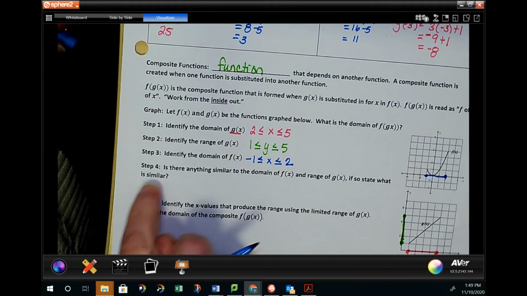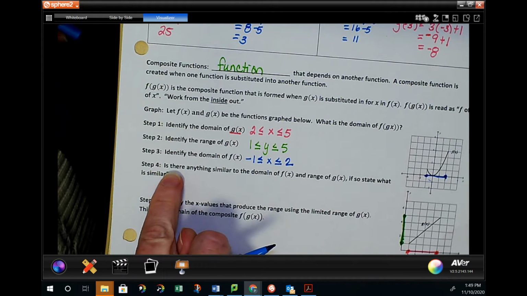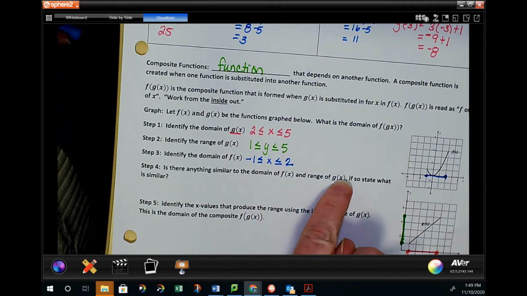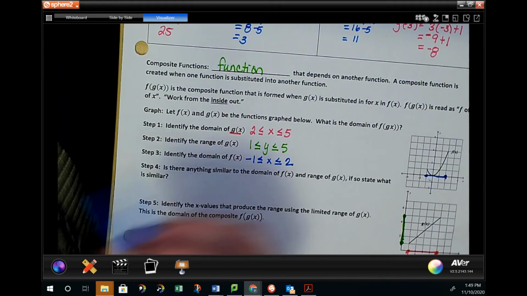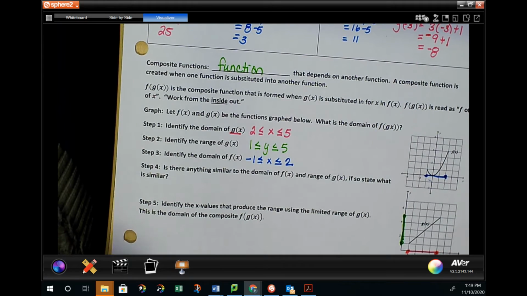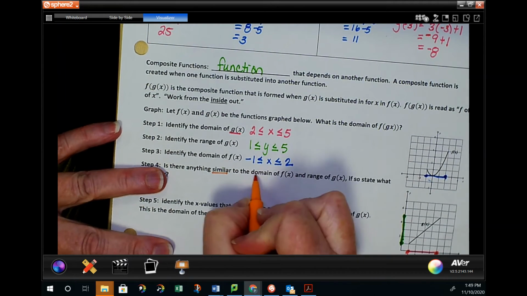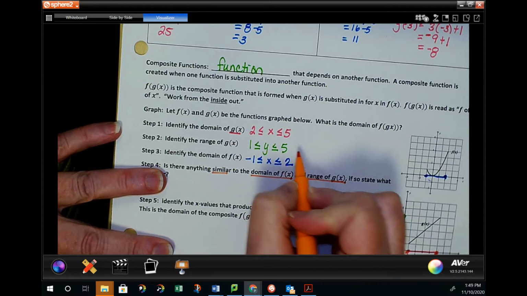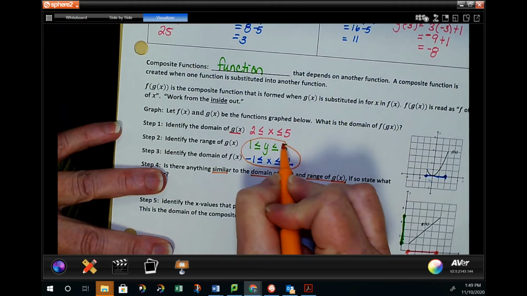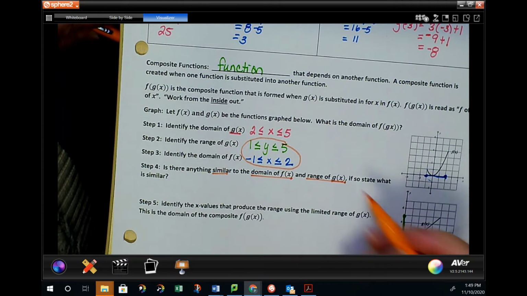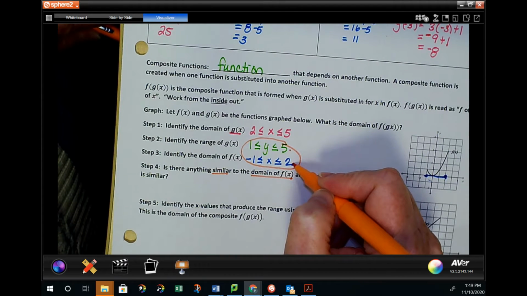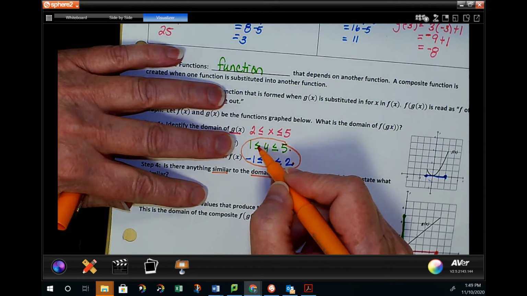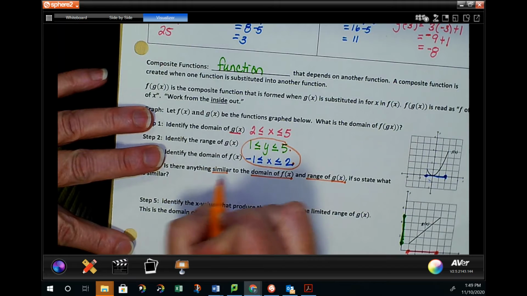But to answer this question, this is where it gets to step 4. It says, is there anything similar to the domain of f of x and the range of g of x? So we're going to look at these two things, this range and that domain.